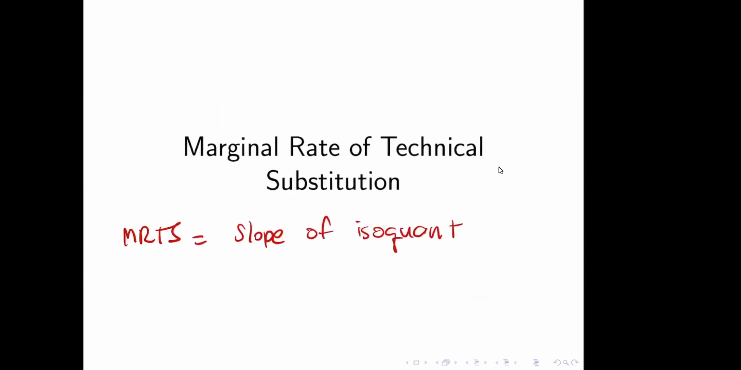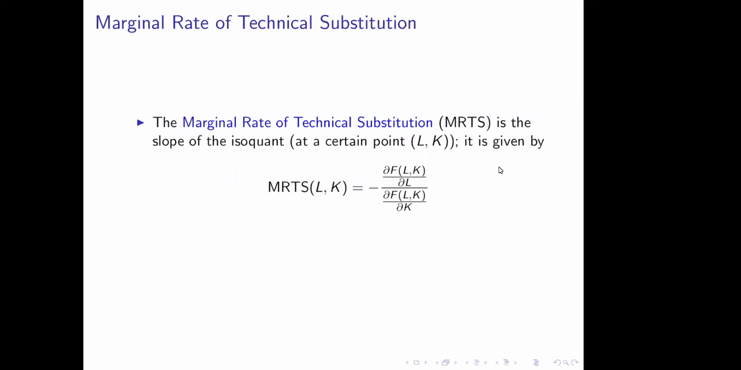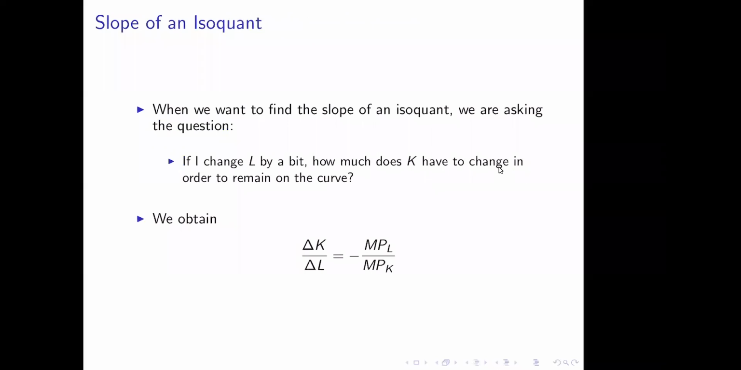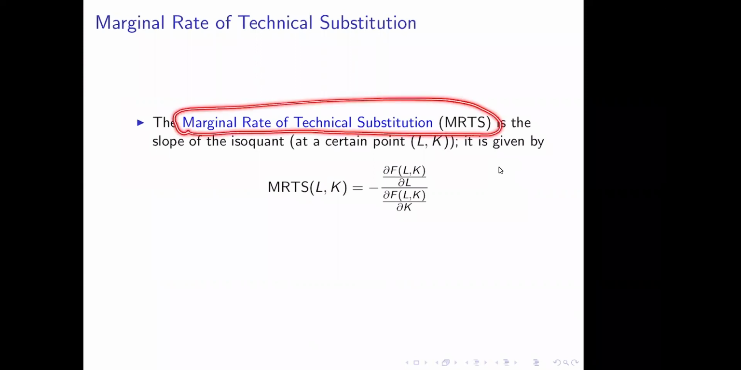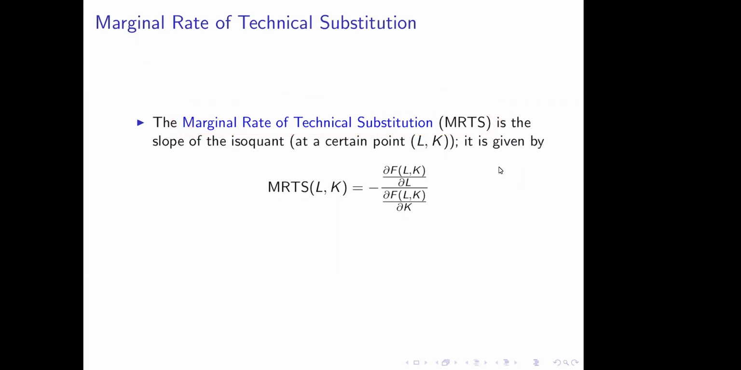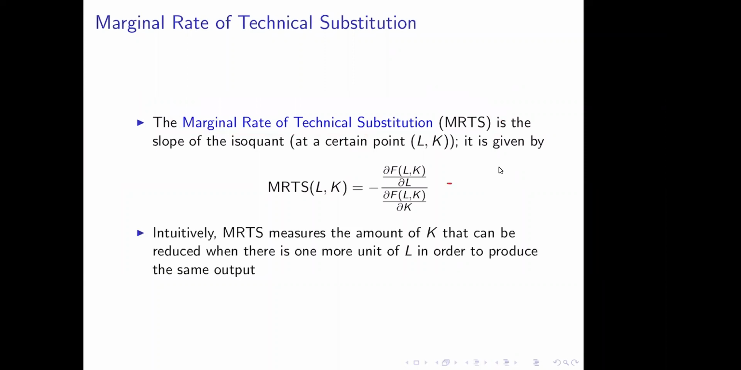Okay, so these are all equal. So then you get this. That is where this formula comes from. Okay, next, with this, we just define this negative MPL over MPK. We call it MRTS, the marginal rate of technical substitution, which is the slope of the isoquant, right? Just negative MPL over MPK.